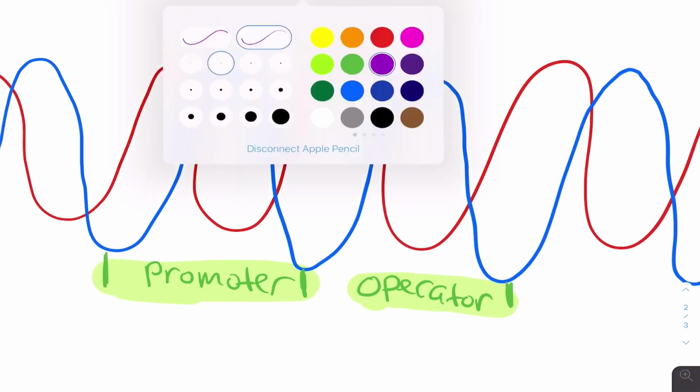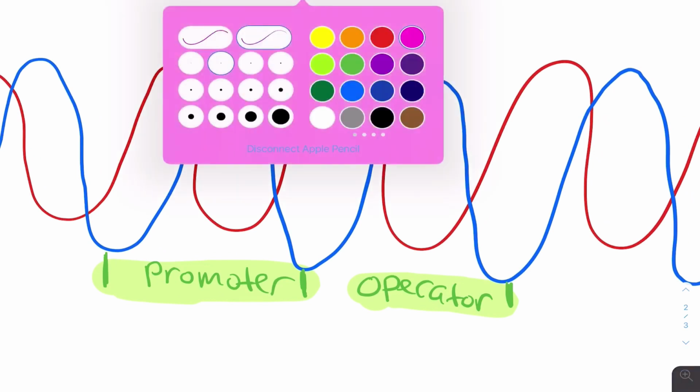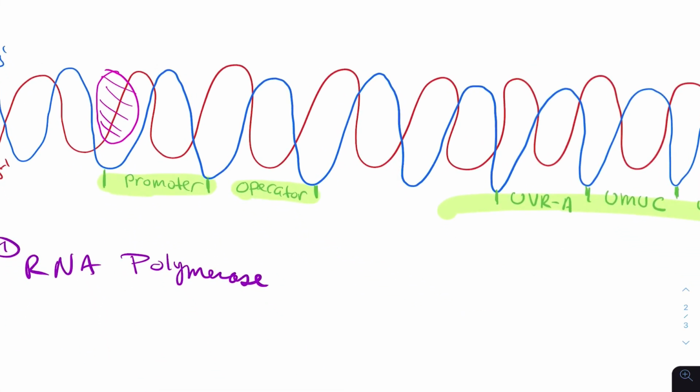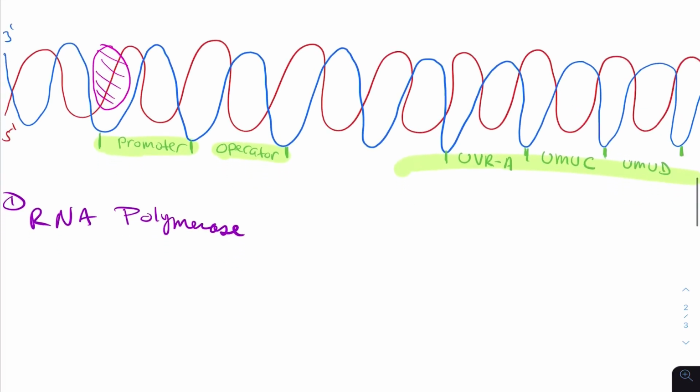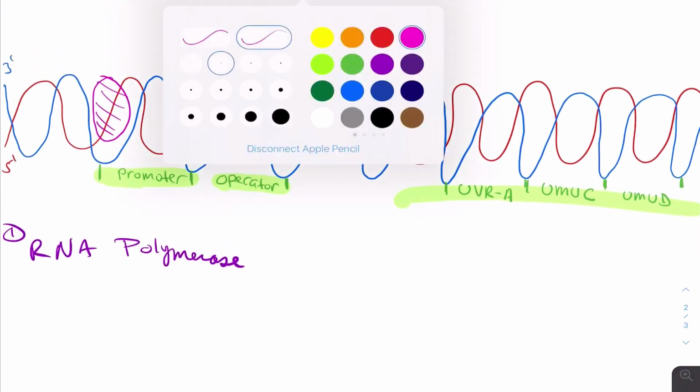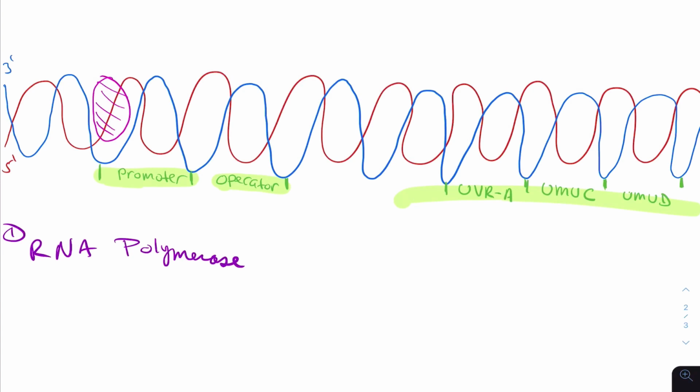Let's just use this color to draw RNA polymerase. So let's say it comes in, there you go. This is RNA polymerase. It's going to come in and bind. Now it's ready to transcribe. However, at the operator site, we have a protein over here.